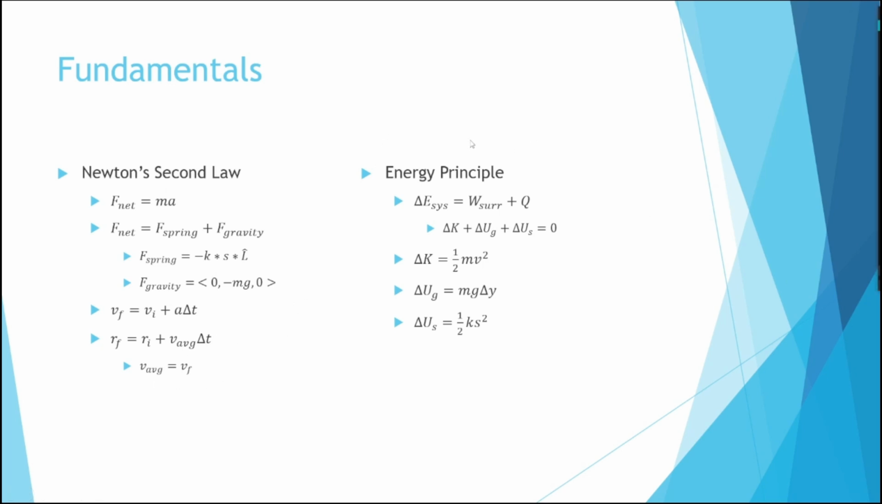Another fundamental was the energy principle, which was given by this equation here, where the change in energy of the system equals the work by the surroundings plus the heat. The change in energy of the system was given by the change in kinetic energy plus the change in gravitational potential energy plus the change in spring potential energy, and the work by the surroundings and the heat was zero. And the change of the energies is given by these formulas.